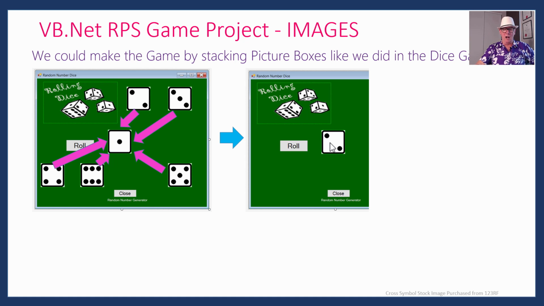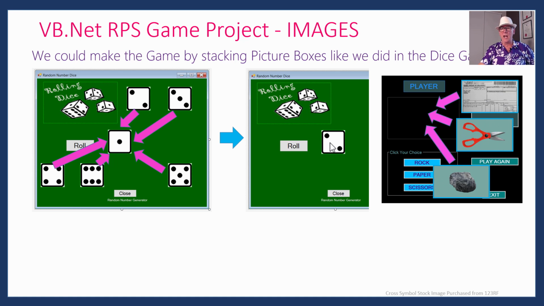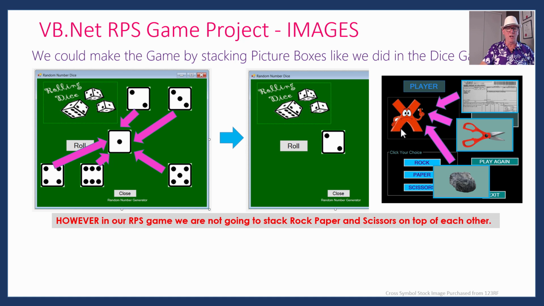So we could stack, we could do it this way. We could take our paper, our scissors, and our rock and just stack them all on top of each other. So we've got 3 different picture boxes here, and we just put them all in a stack underneath player, and then work out which one we need to make visible. Now that's kind of a bit of a beginner's approach. It does work well, and look, there's nothing really to stop you from doing it, but we're not going to do it that way in this game, okay?